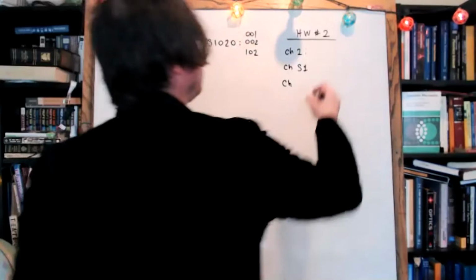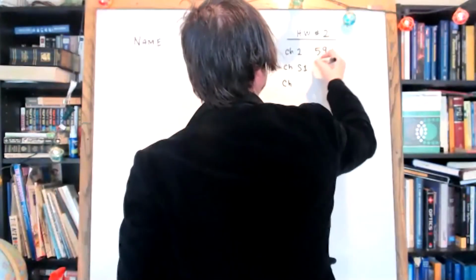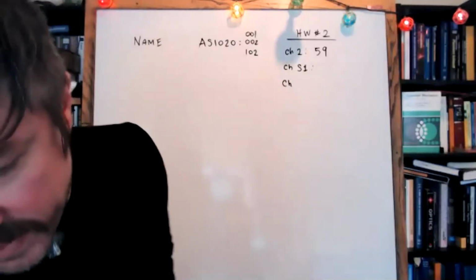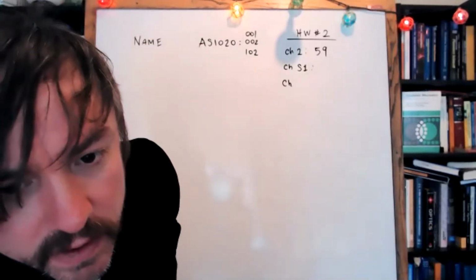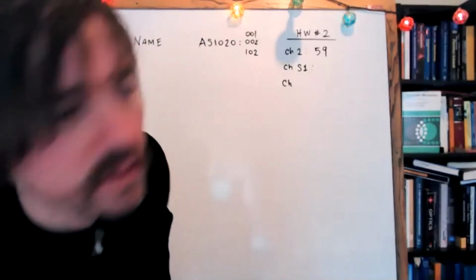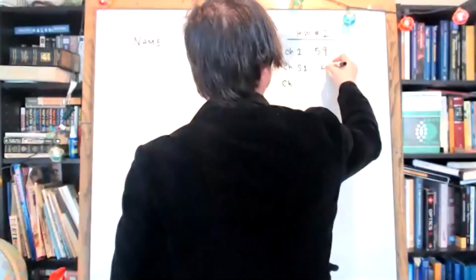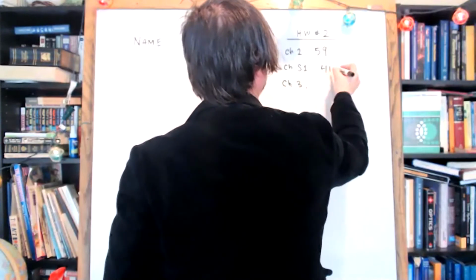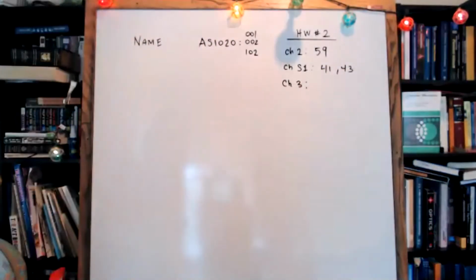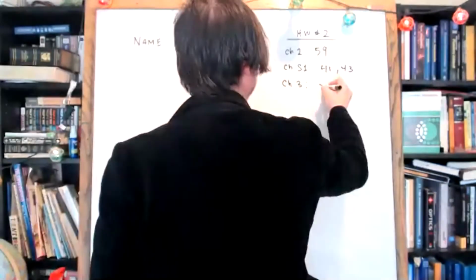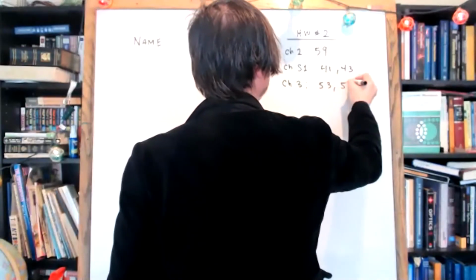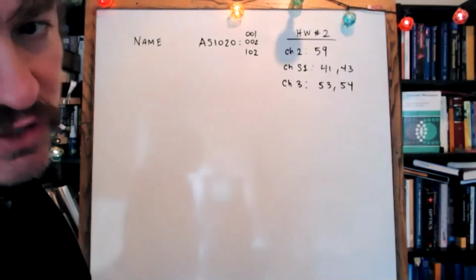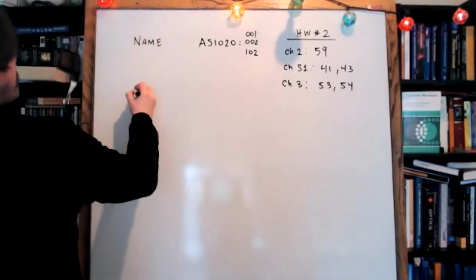So chapter 2, number 59. Special chapter S1, I got 41 and 43 for that one. Okay. And then from chapter 3, what do we got? 53 and 54. Okay. All right. Andrew, are you down to read us chapter 2, number 59? Yeah.